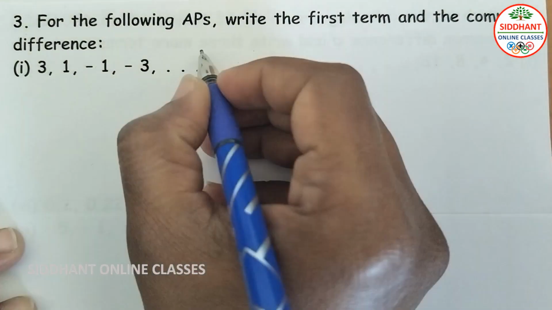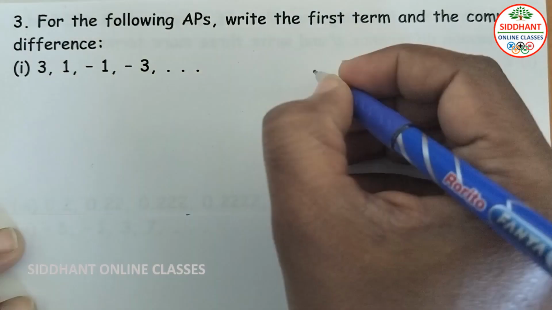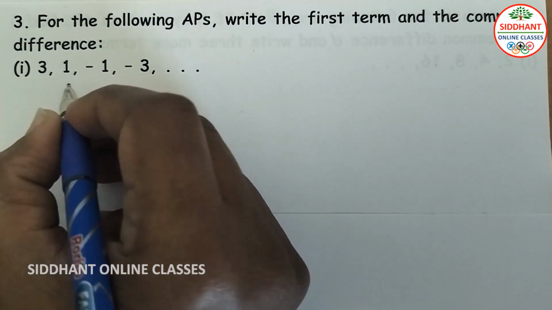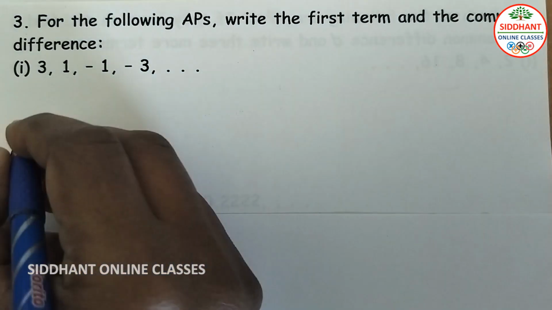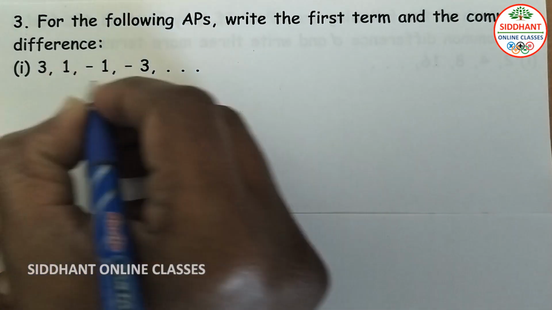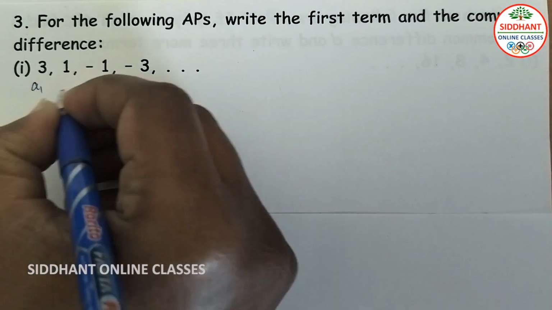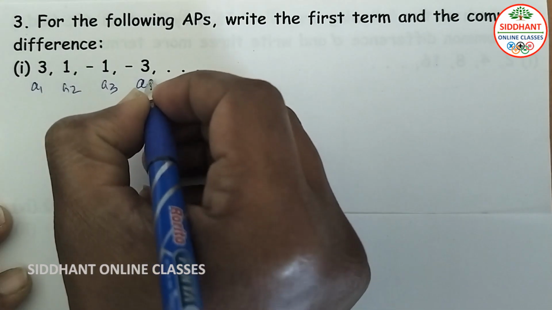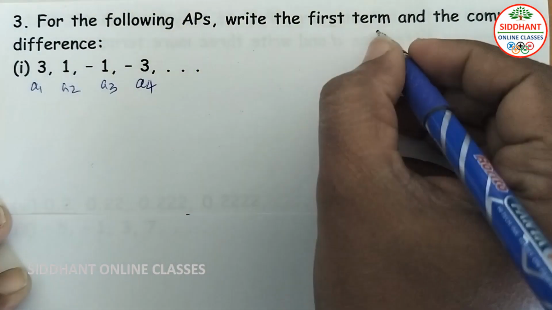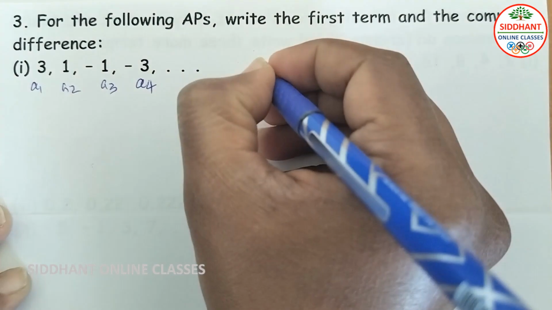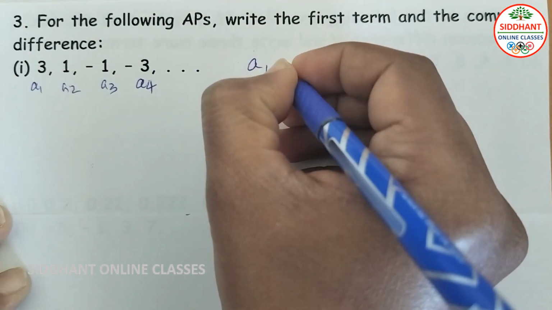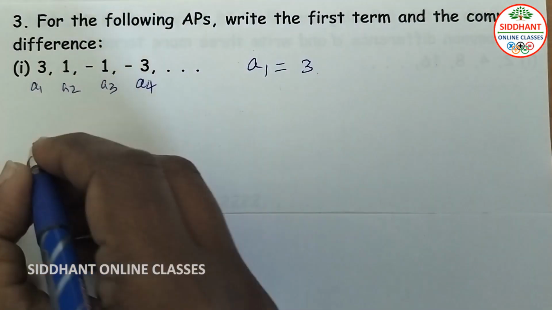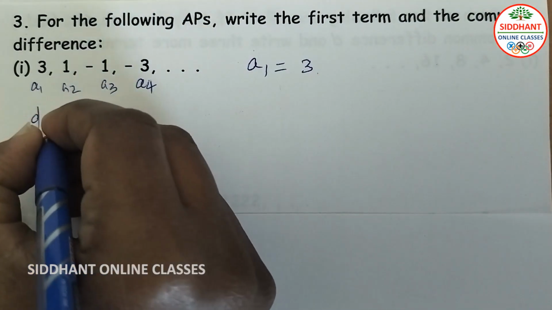Question number 3. For the following arithmetic progressions, write the first term and the common difference. First is 3, 1, minus 1, minus 3. So here the given data, this is A1, this is A2, this is A3 and this is A4. So now the first term will be A1, that means first term, which is 3 here. And we are going to find out the common difference. The common difference means D1.